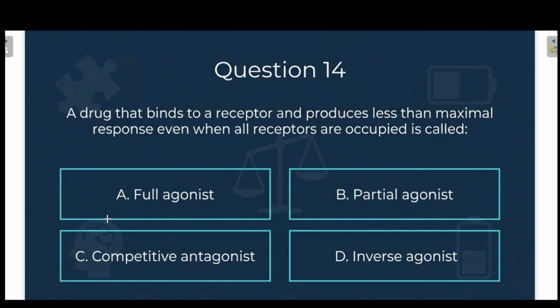Question number 14. A drug that binds to a receptor and produces less than maximal response even when all receptors are occupied is called: option A full agonist, option B partial agonist, option C competitive antagonist, option D inverse agonist. So the correct option is option B, partial agonist.